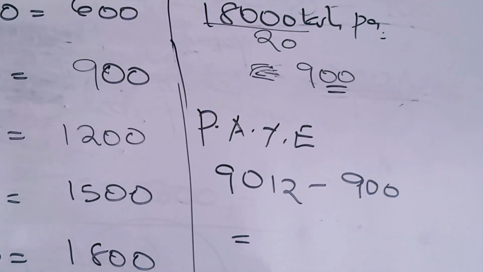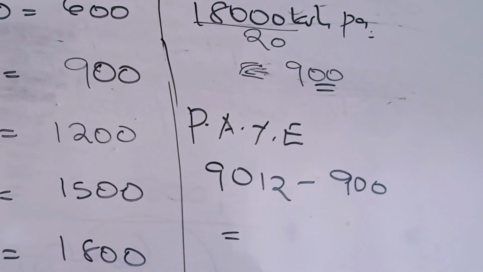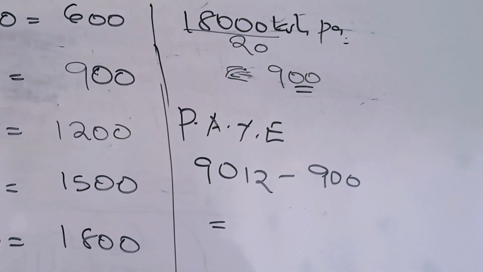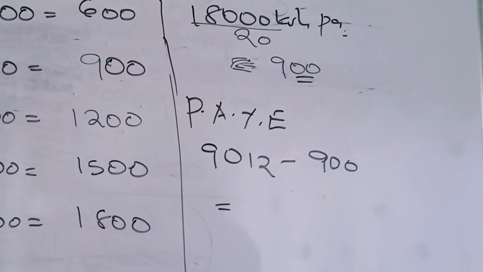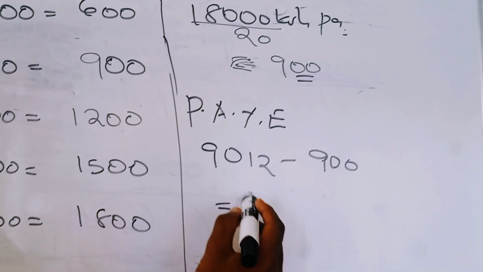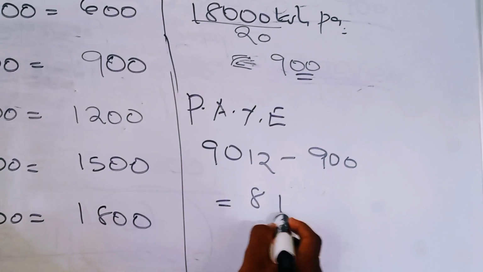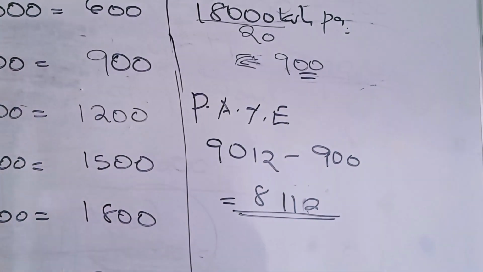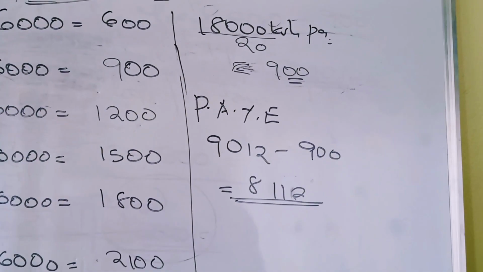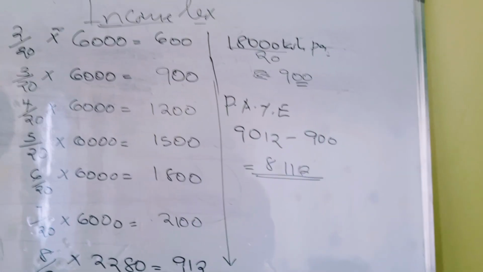So I believe you can get the difference, that you can now see the pay in that particular period. So this person pays a tax of 8,112, and that adds up to our answer.